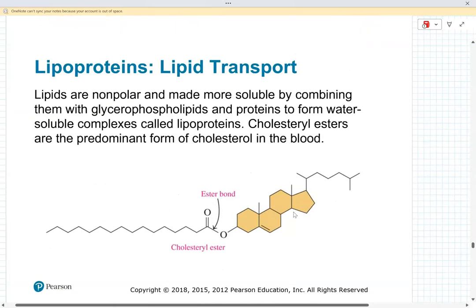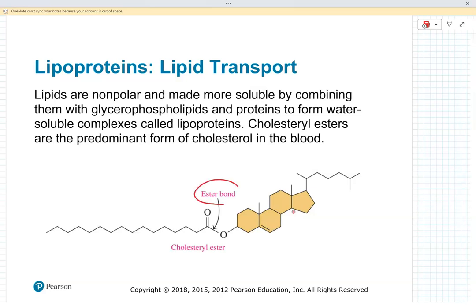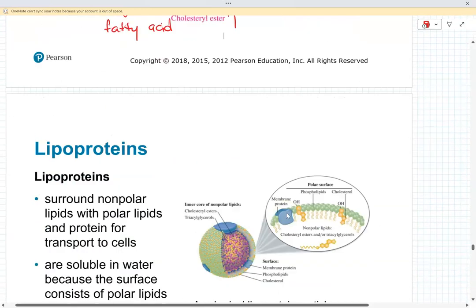Okay, so now we're going to chat a little about the transport of lipids. Cholesterol is esterified in the blood. This is essentially a fatty acid residue forming an ester bond with a hydroxyl group on the cholesterol.